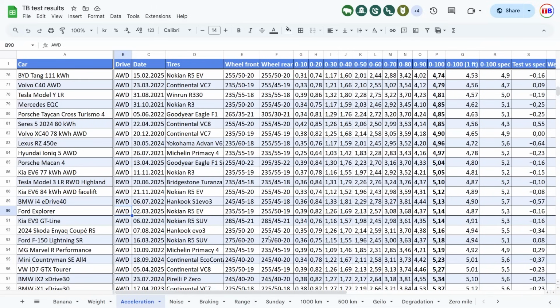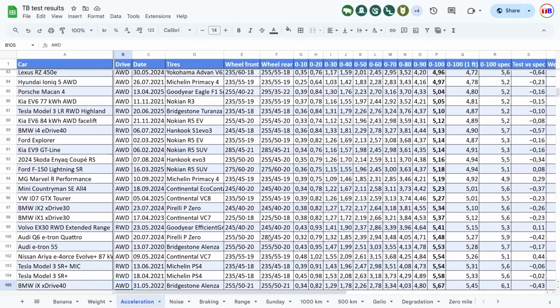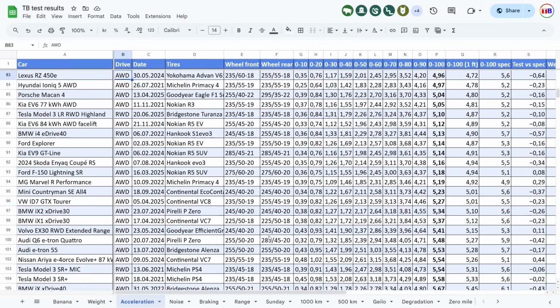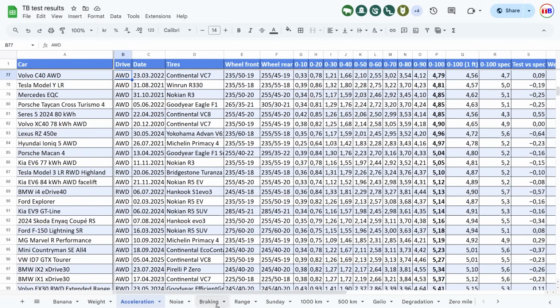And then actually, if you guys remember the classic Model S 85, that one actually did it in 5.6 seconds, so it's relatively fast. You can see further down here, we start seeing more rear-wheel drives. Well, actually, that's Model 3 S Plus, and then some Volvo EX30. So 5 seconds is highly acceptable.